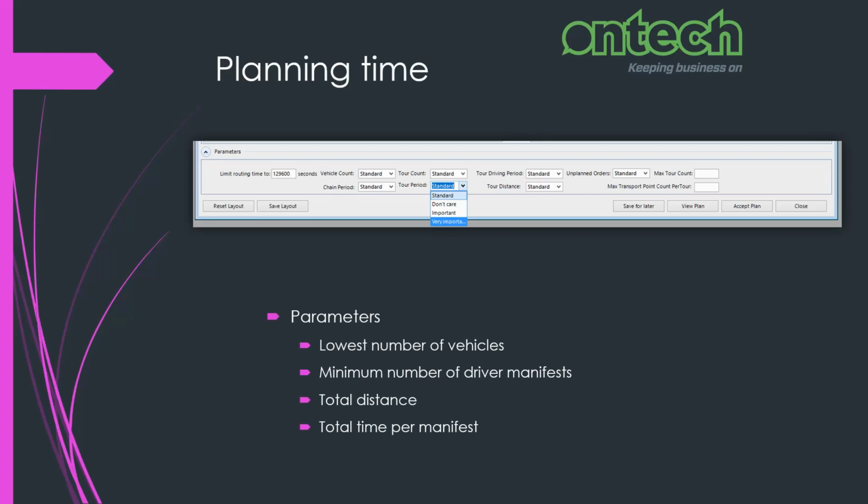For example, the lowest number of vehicles, if that's most important to us, then we can change that to important or very important. If we care more about keeping the total number of driver manifests to a minimum, then we can make the tour count more important. If total distance or total time per manifest is a priority, then we can set those instead.